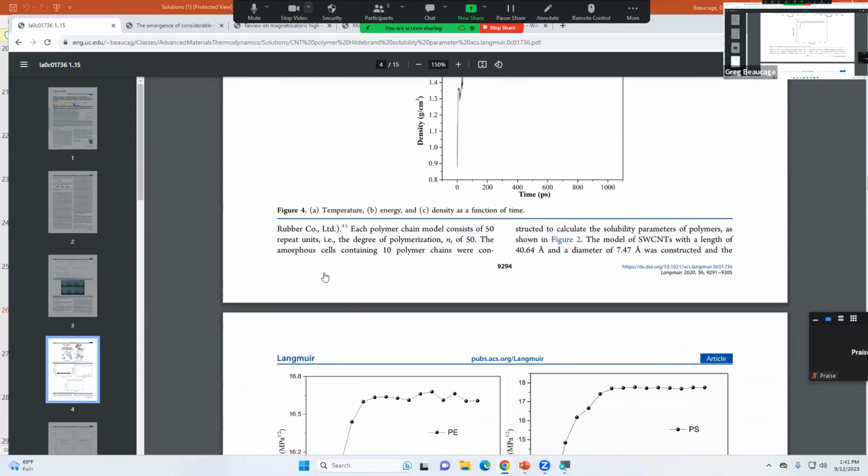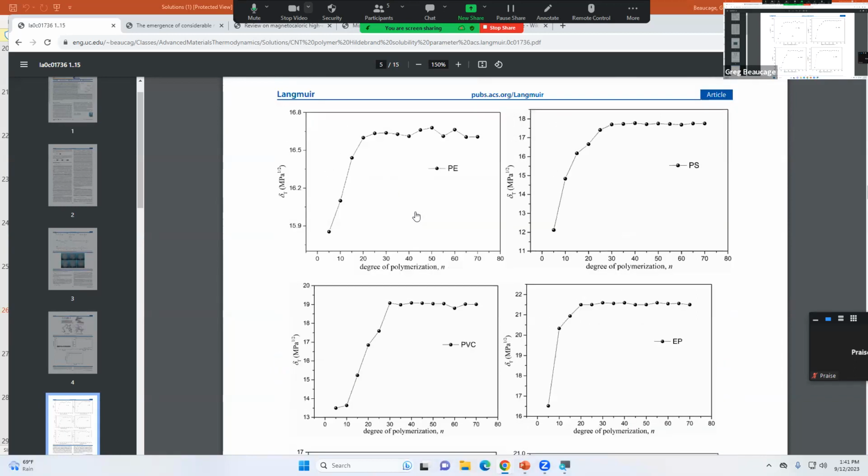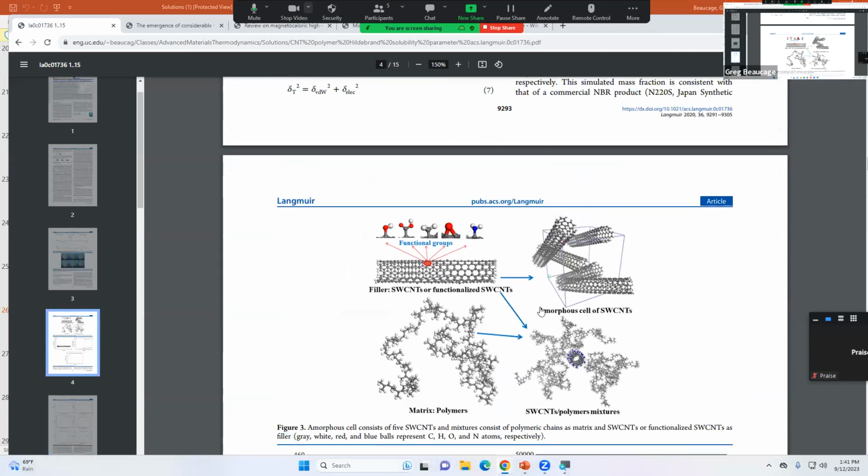The problem is that the model assumes that everything is evenly dispersed in nanotubes. First off, you can have a single wall nanotube, but generally they're multi-wall, right? And the multi-wall and single wall don't behave the same way. They're not going to have the same del. Second of all, they don't.